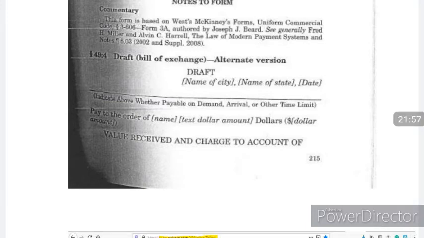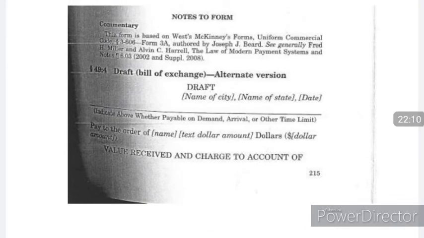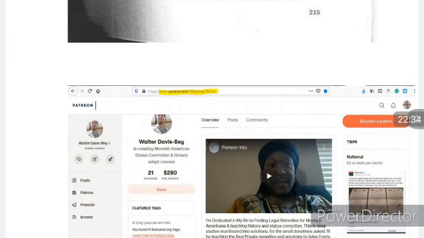Draft, name of city, state, date. Those of us in the know will definitely know how to do our address differently, or just do coordinates. Indicate whether payable on demand, arrival, time limit, pay to the order of, name, dollar amount, value received and charged to the account of, and so on, Treasury.